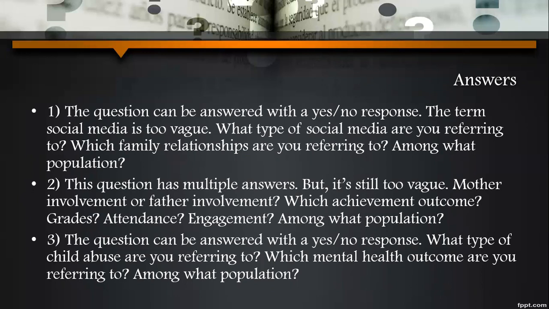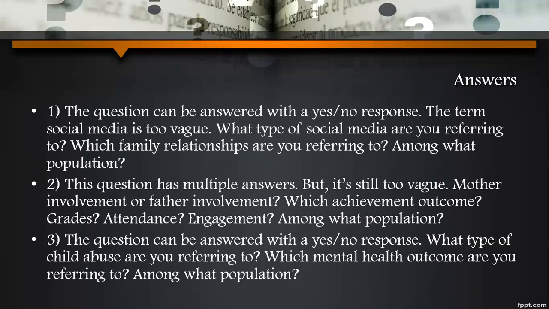For the second question, this question also has multiple answers, but it's still too vague. So are we talking about mother involvement or father involvement? Also, which achievement outcome are we referring to? Are we talking about grades, attendance, student engagement, and among what population?